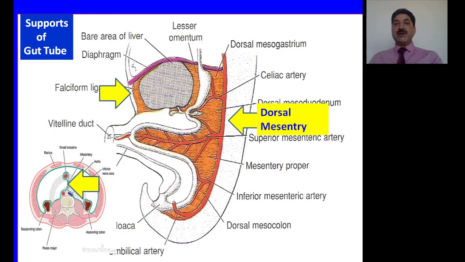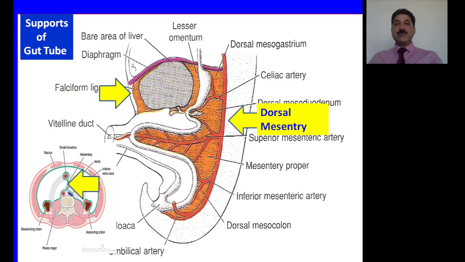As a result of development of the liver, ventral mesentery is divided into the falciform ligament, which lies between the liver and anterior abdominal wall, and the lesser omentum, which lies between the lesser curvature of the stomach, proximal duodenum and liver.